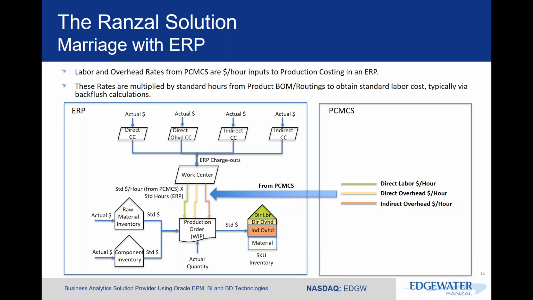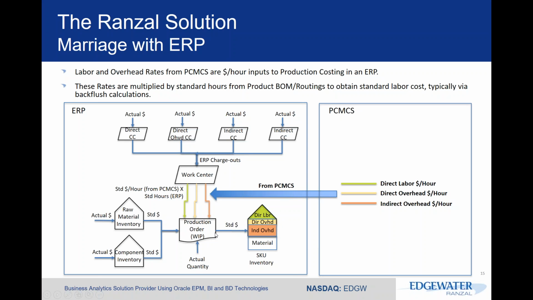So on an ongoing basis, you'd have a pictorial something like this. You'd have actual costs flowing through. They may or may not charge out to a work center. But really then the heart of the production process is you have a production order. This is a typical ERP. It's not meant to be one specific, just a general depiction. They all vary a little bit. But the idea is that you have a production order which is essentially like your WIP.